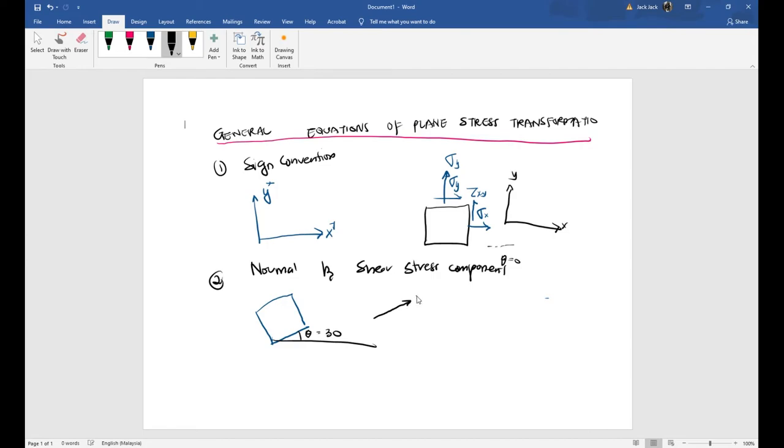So this is your new x prime axis. And then this one is the new y prime axis. And then for the stress profile, this is the positive direction for the new sigma x prime, and this one is the positive direction for the new sigma y prime. And similarly for our shear stress tau xy. So be careful on that.